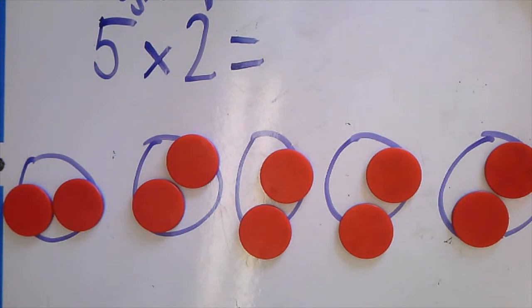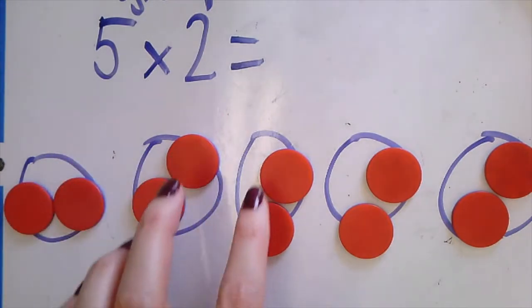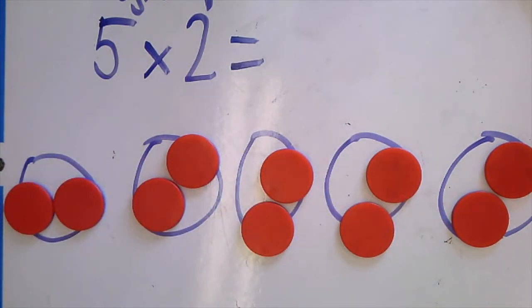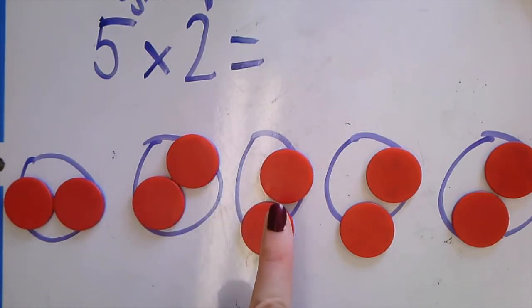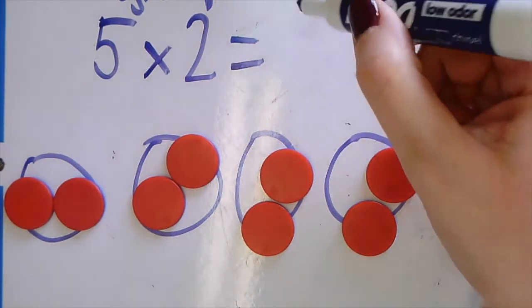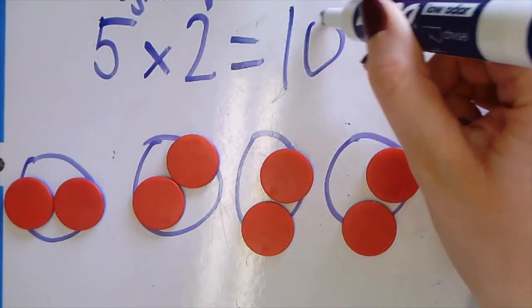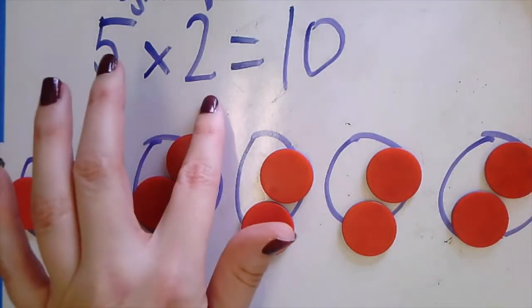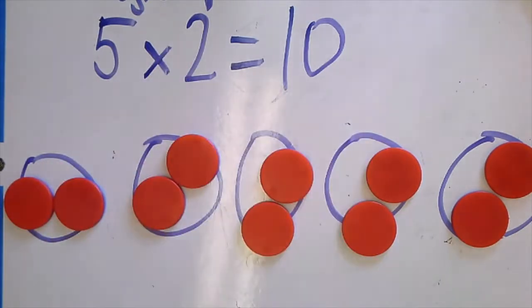They are all equal. Now I could go 1, 2, 3, 4, 5, 6, 7, 8. That would just take way too long. What would be a faster way? I'm going to use the strategy of counting by twos. So 2, 4, 6, 8, 10. So I have 10 counters altogether. So 5 times 2 equals 10.